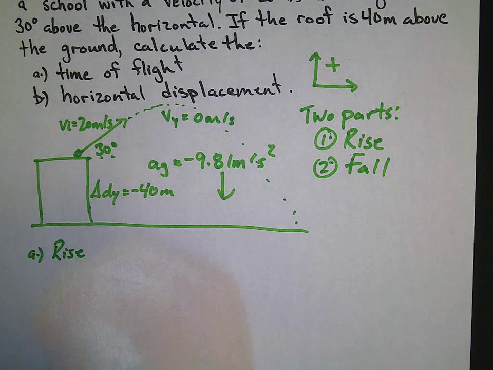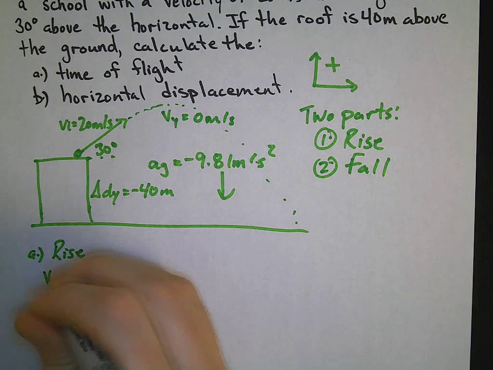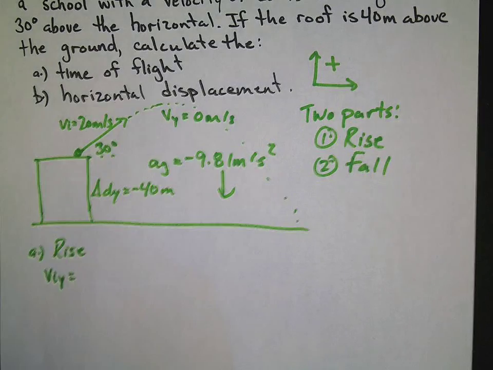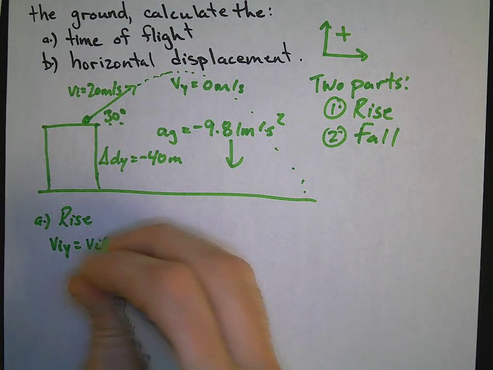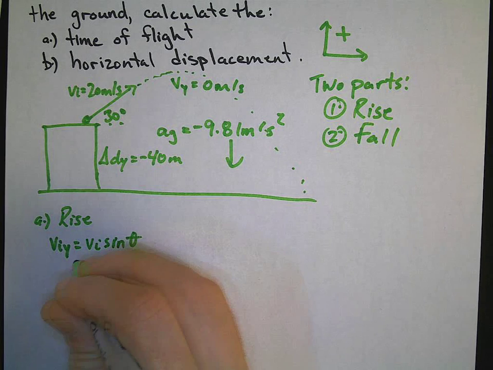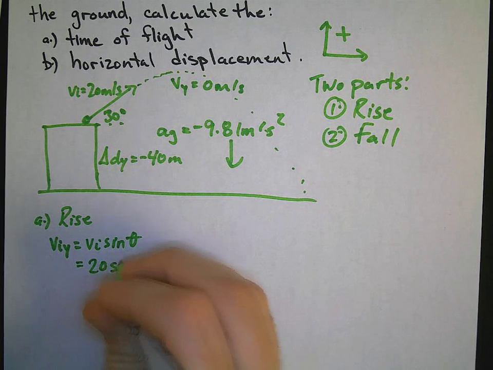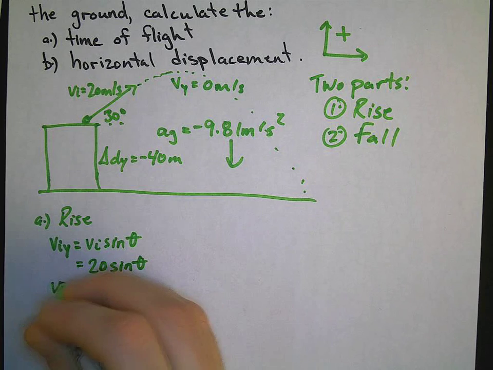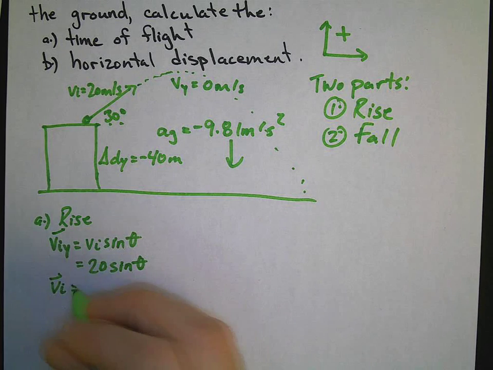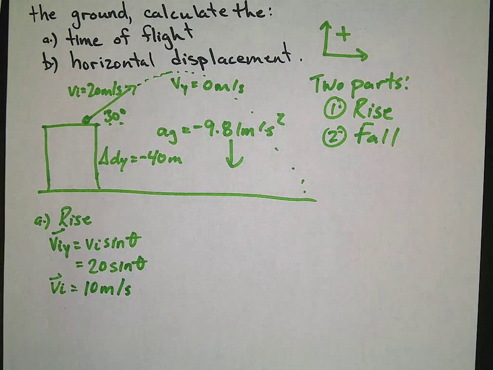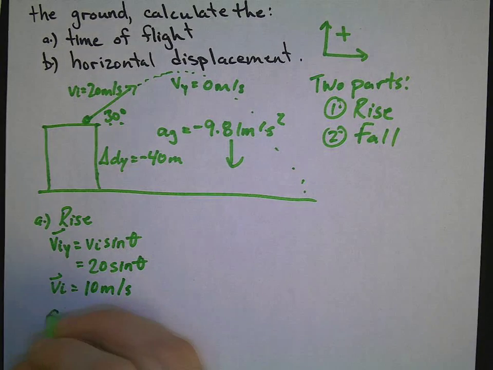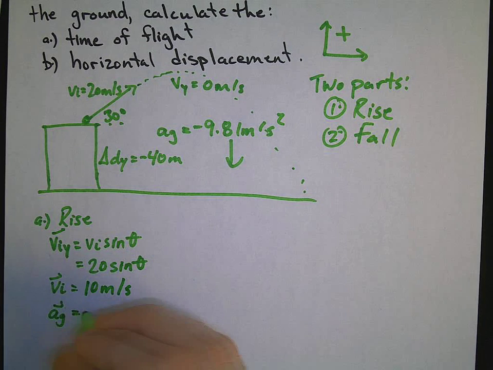It should be reminded that when we're calculating our initial velocity in the y direction, that will be similar to our displacement. It will be vi sine theta, so 20 sine theta. So my initial velocity in the y direction when we punch that into a calculator is 10 meters per second. Our acceleration due to gravity, negative 9.81 meters per second squared.